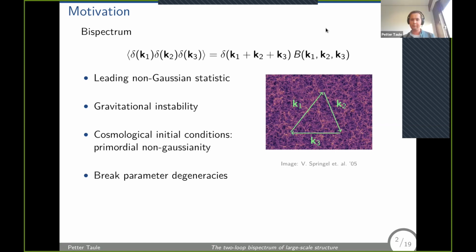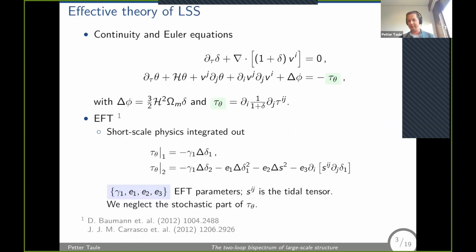So in this project, we went ahead and wanted to compute the bispectrum at two loops in the EFT of large-scale structure and to see how far we could extend the comparison to N-body simulations. The audience probably knows quite a bit about the EFT of large-scale structure, but let me spend one slide introducing it and defining the basis in which we write the contributions to the effective stress tensor term and the notation we use for the EFT parameters.